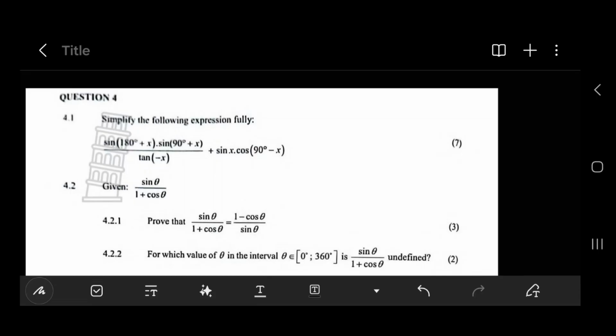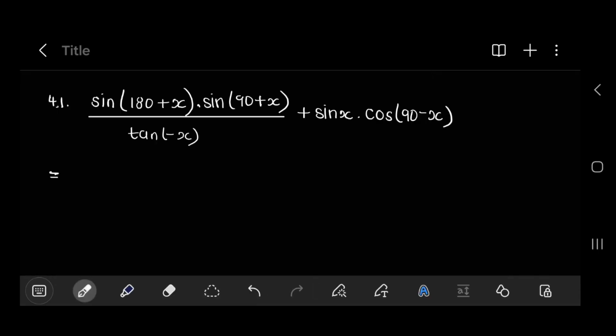So let's start off by rewriting this question. So here's what we have. And in the first equation, we're starting off by focusing on sine 180 plus x. Now firstly, 180 plus lies in the third quadrant where sine is negative. So that becomes negative sine x. Now focusing on sine 90 plus x. 90 plus lies in the second quadrant where sine is positive. However, sine paired with 90 becomes cos. So that becomes cos x.